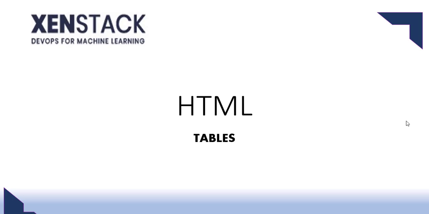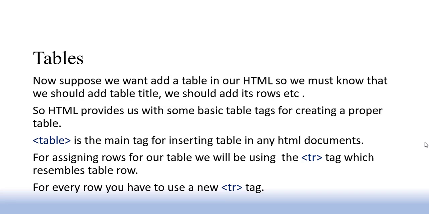Remember guys, we are not covering the entire thing. There are many things to be covered, but this is what we have to do when we want to create a basic table. So now suppose we want to add a table in our HTML. Now everyone knows a table has rows and columns and a header and different things. Now we are going to see how to create a table using the same HTML tags.